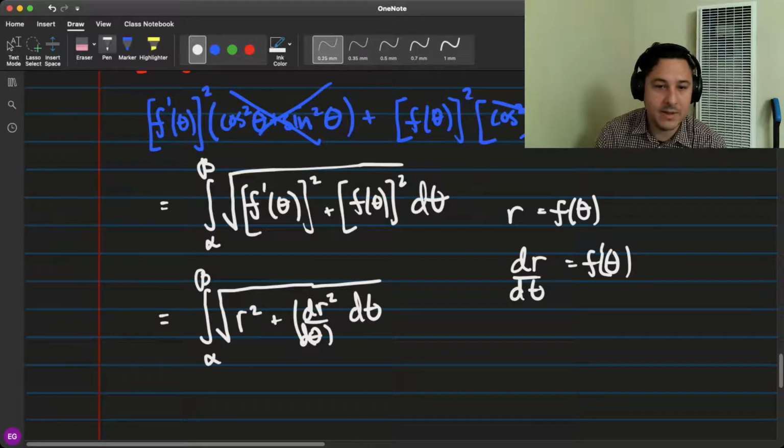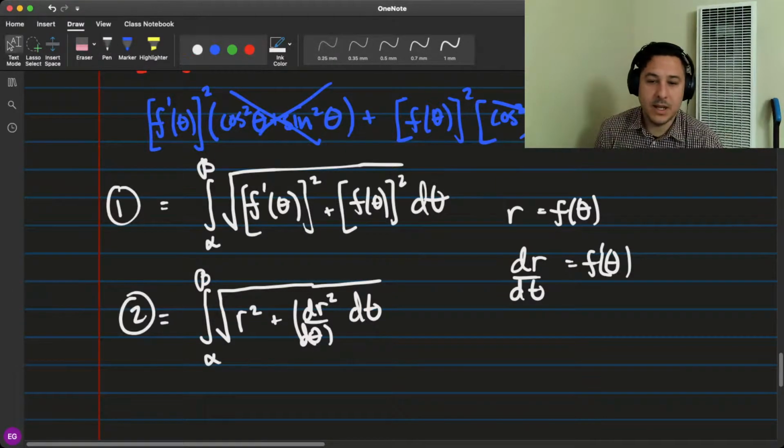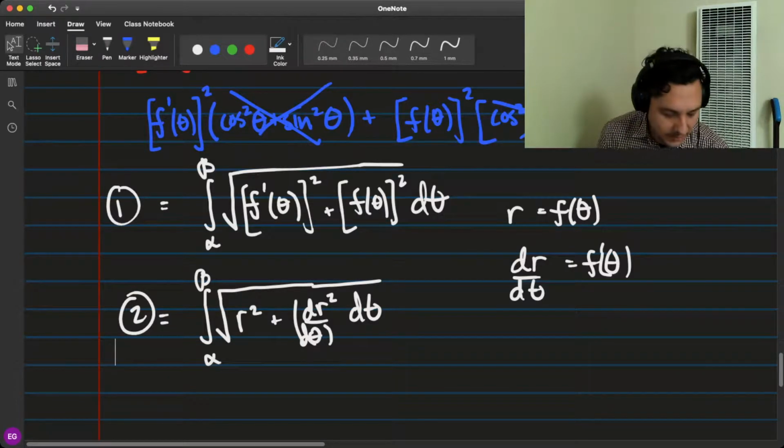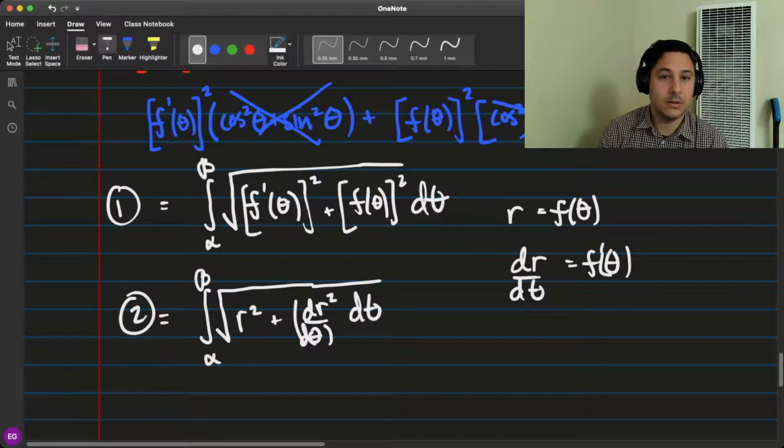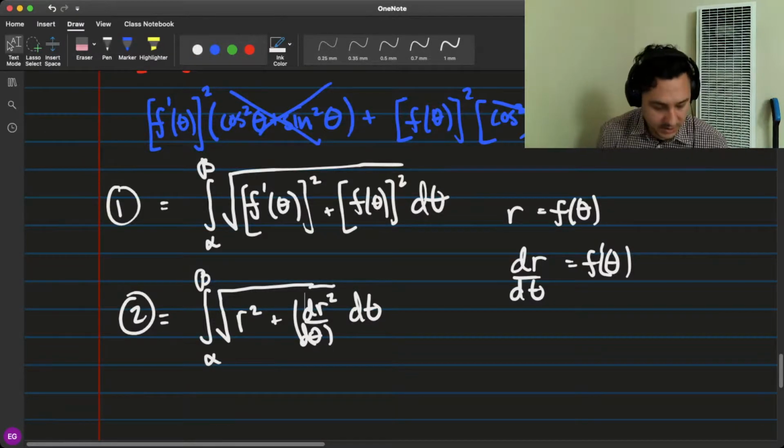So either of these, we can call this form 1 and form 2, depending upon if you're using the variable r or if you know what f is. But either way, they're equivalent to each other. And that's where we're going to end for today. We'll do an example with this next time.